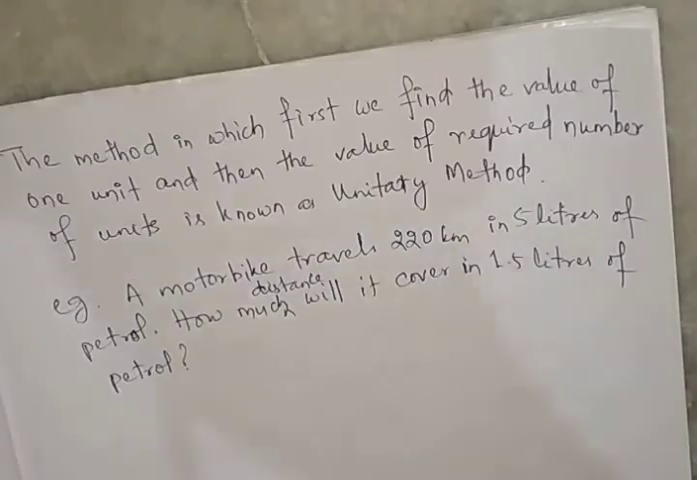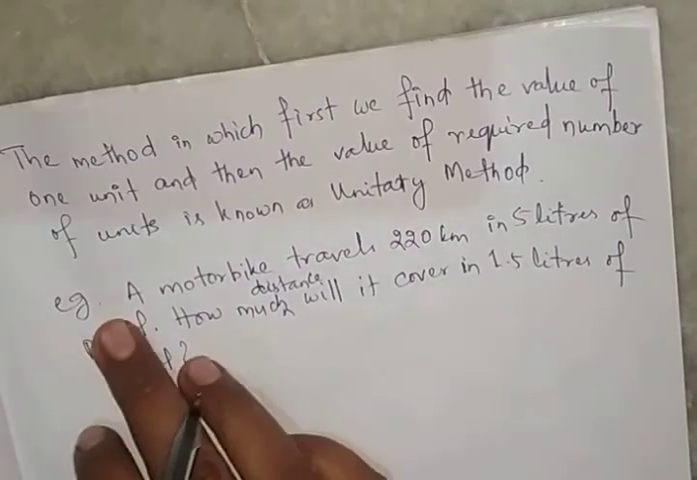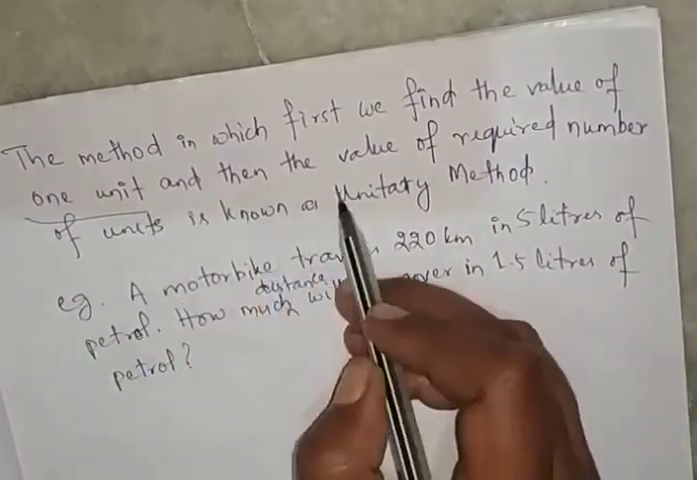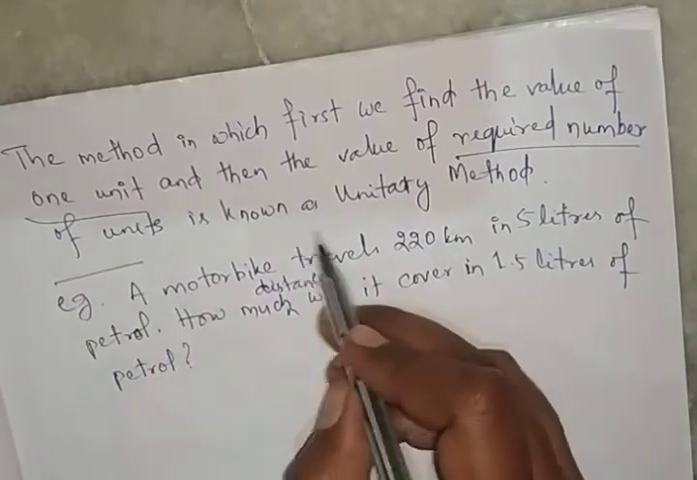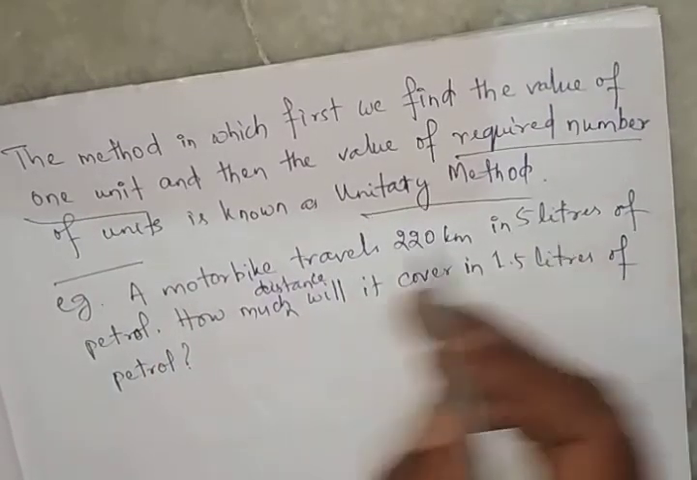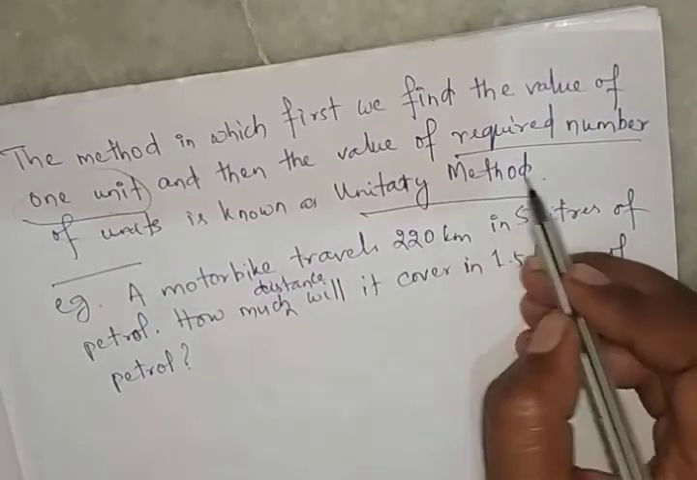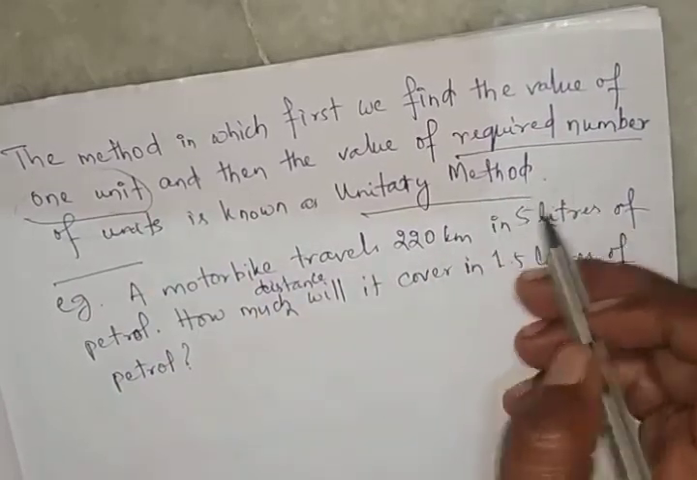Okay, so the method in which first we find the value of 1 unit and then the value of the required number of units is known as the unitary method. So we are finding the value of 1 unit.